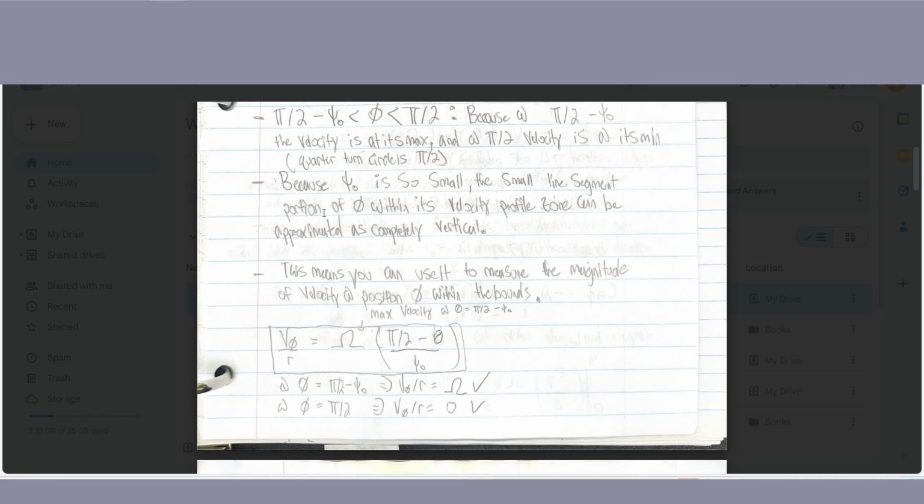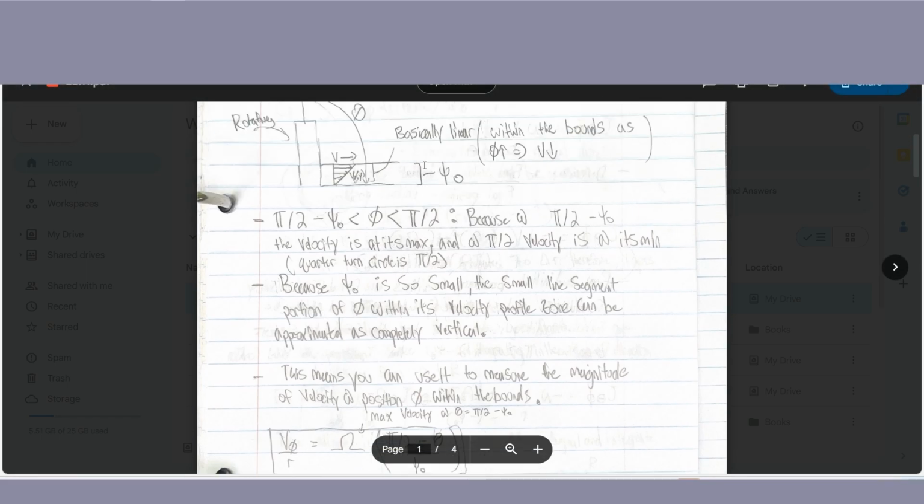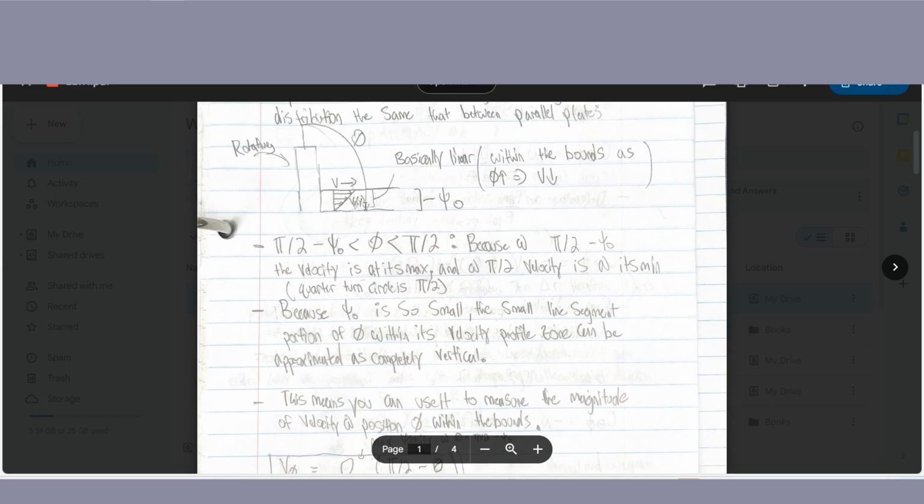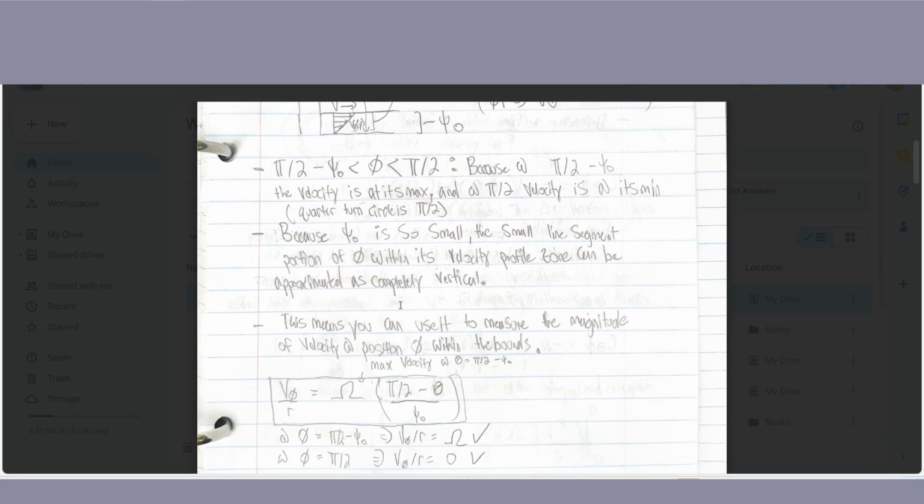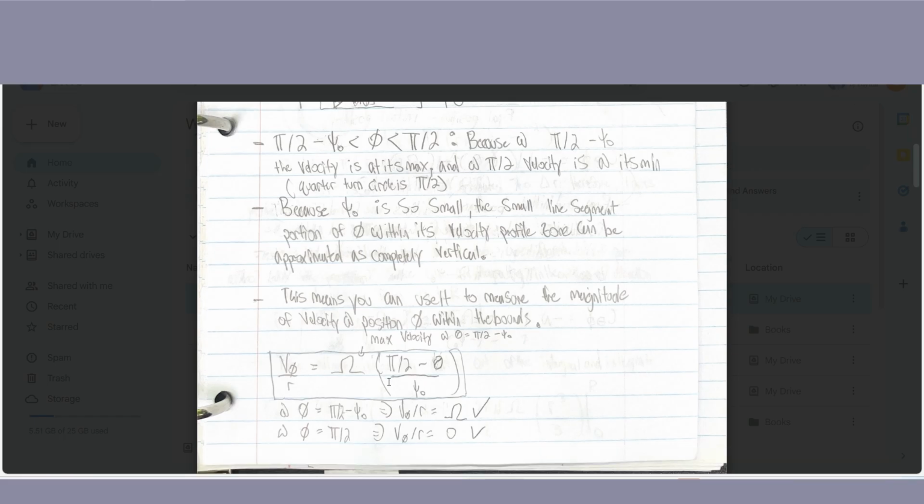And this means that you can use it to measure the magnitude of velocity at position theta within the bounds. For this equation, from knowing all this and drawing this, I kind of just made this equation. Obviously, there's no work, but you can intuit what the equation is going to be. And you can double check that by checking the boundary conditions.